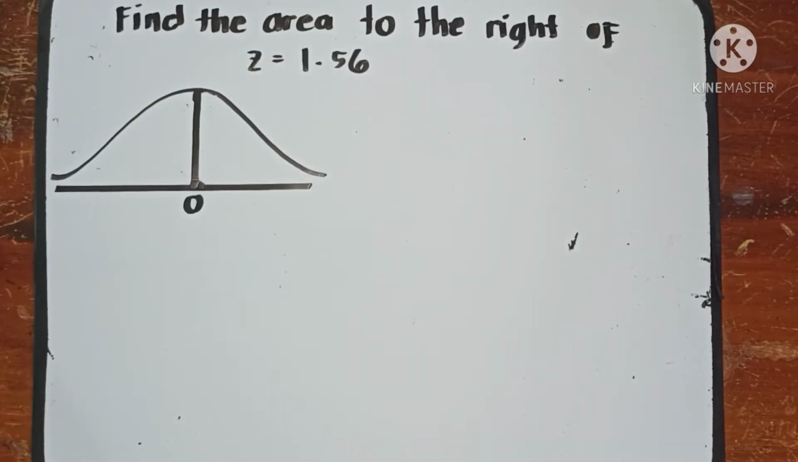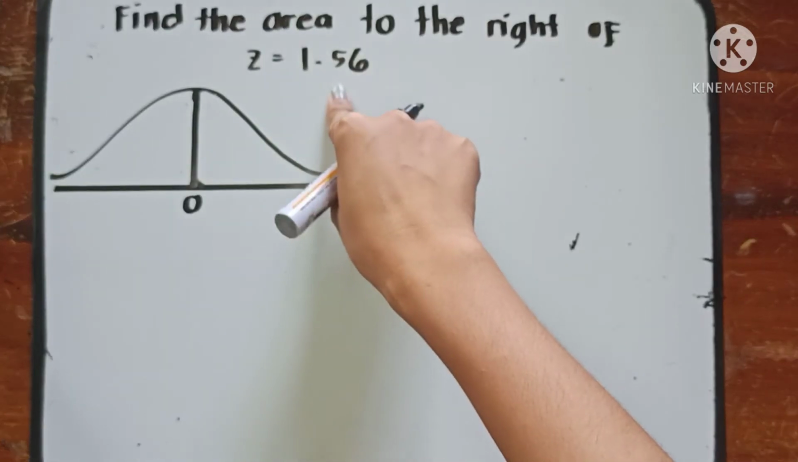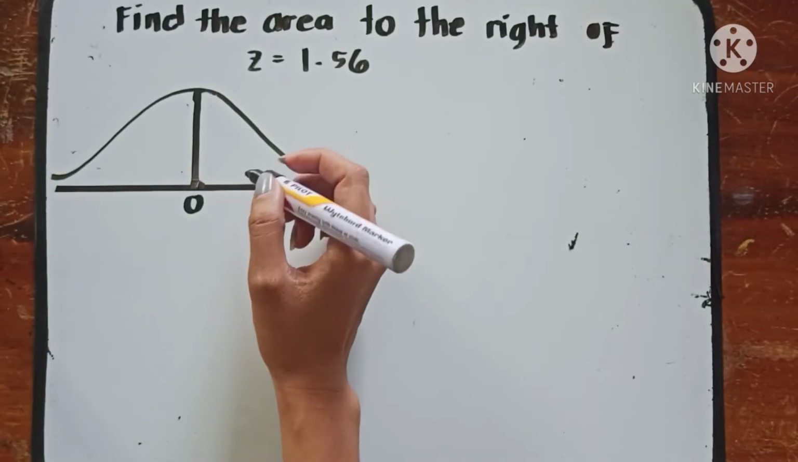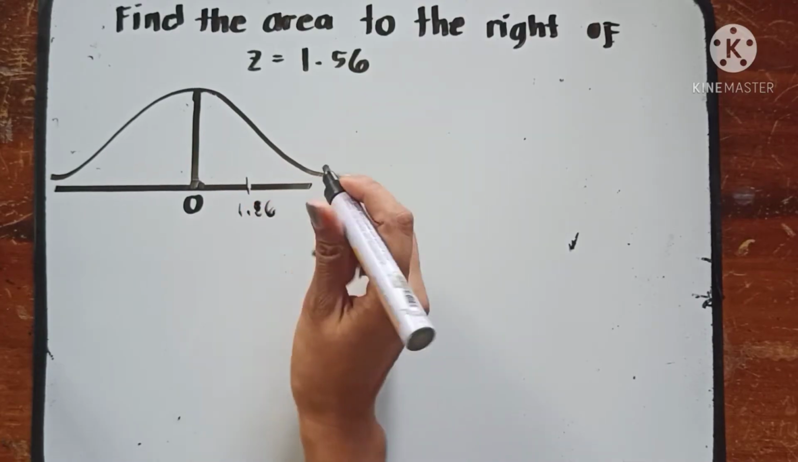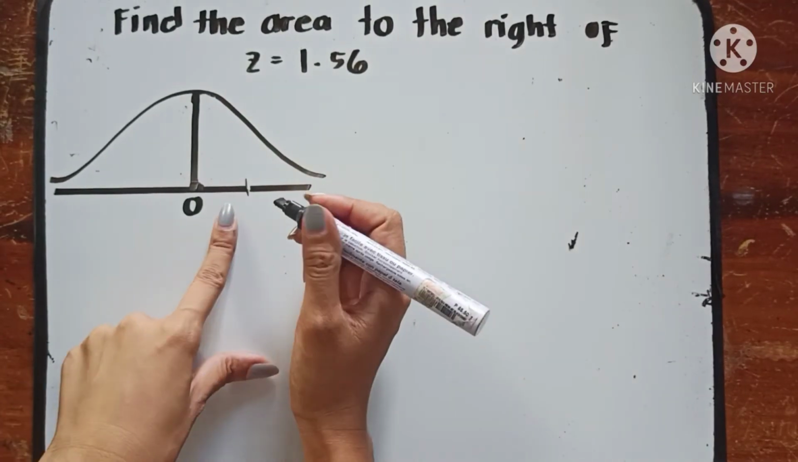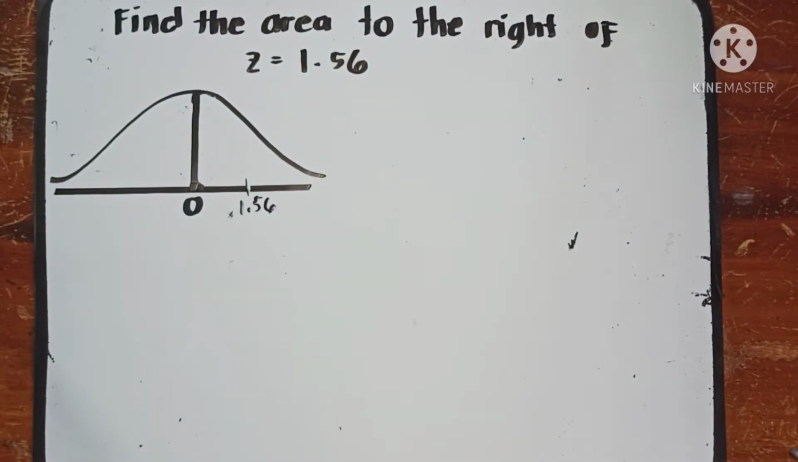Okay? And for the third example, find the area to the right of Z is equal to 1.56. So, again, sketch the curve. Sketch the normal curve. And next is ilagay natin kung ano ba yung mga given numbers. So, gitna si 0, ilagay si 1.56. 1.56, that is a positive number. Therefore, nandito po siya sa kanan. Okay, so 1.56. Okay, so ang hinahanap natin is area to the right. Again, to the right of Z is equal to 1.56.